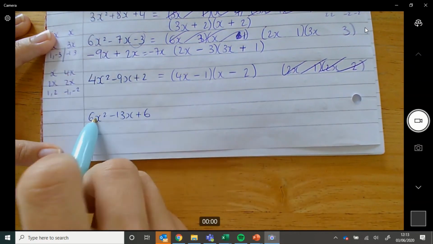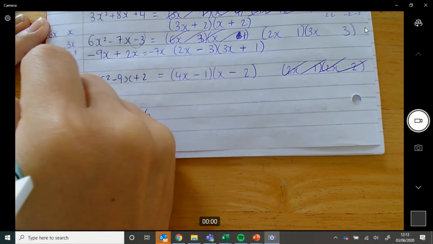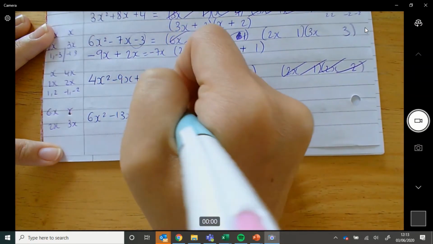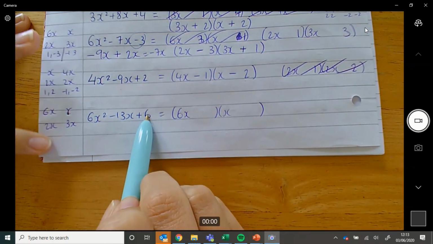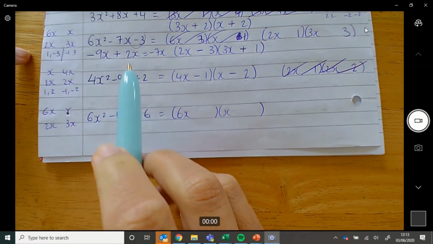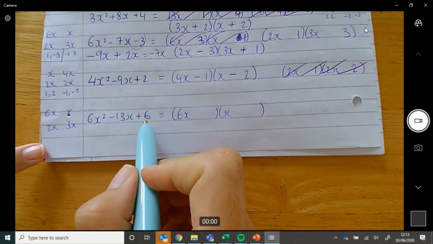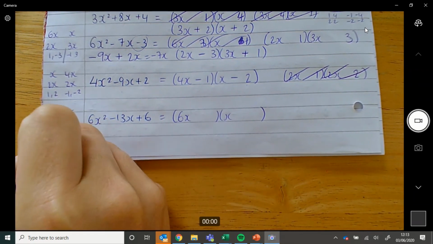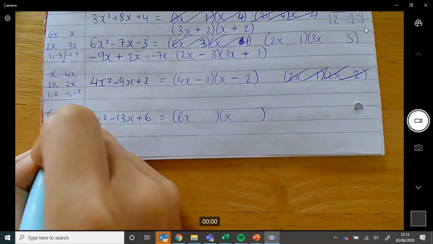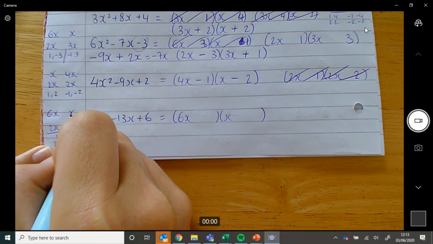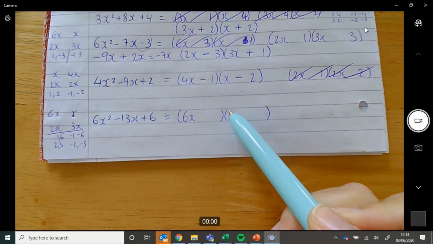Final one, again for 6x squared, it's either going to be 6x and x, or it's going to be 2x and 3x. I'll try the 6 and the 1 first. How many ways can I make 6? This one's a little bit more tricky than the previous two because 6 is not a prime number, so there's lots of ways I can make 6. I can make it by doing 1 times 6, -1 times -6, 2 times 3, or -2 times -3. But this time there is 8 possibilities.